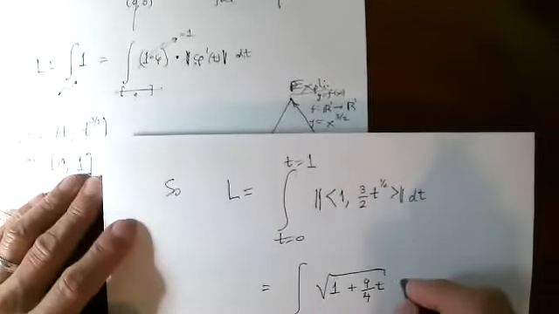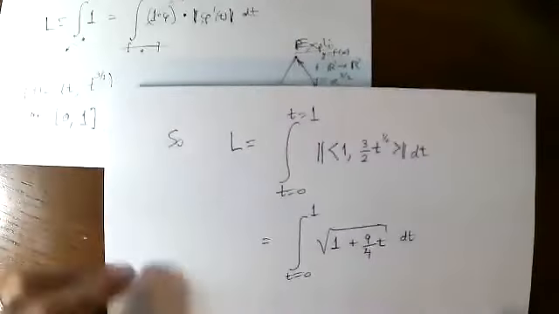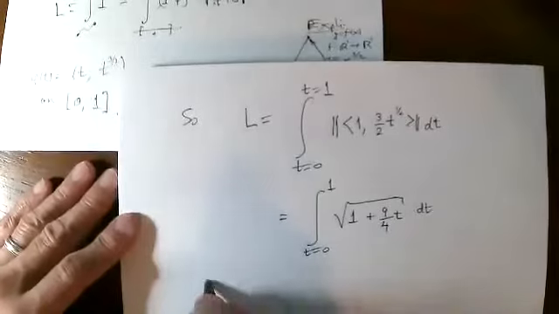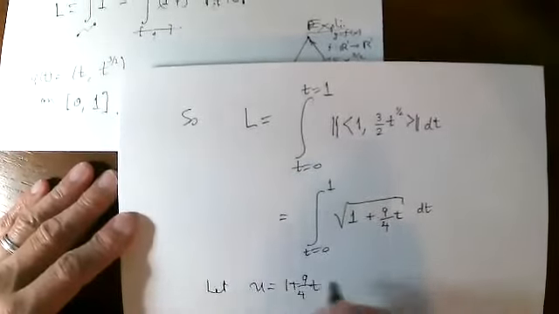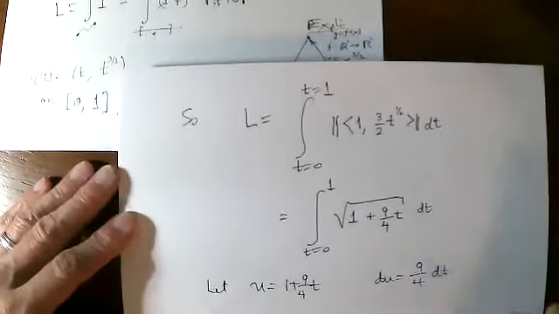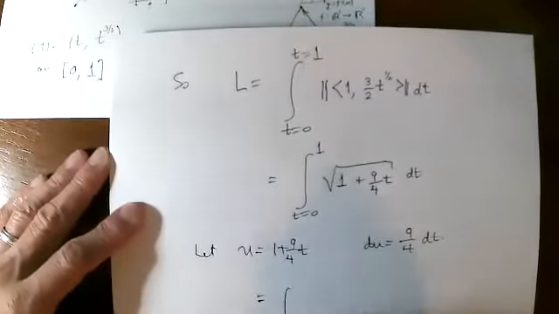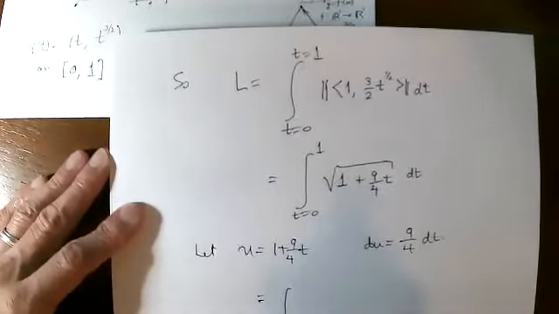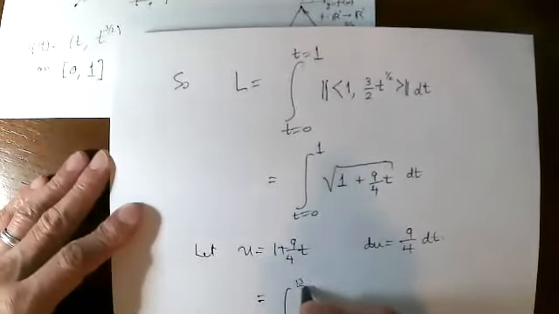So this is what I would have to integrate, and I do that between t equals 0 and t equals 1. You can finish this quickly with a u substitution. Let u equal 1 plus 9/4 t, so that du would be equal to 9/4 times dt. And then my integral is now written as the integral as u goes from 1 up to 1 plus 9/4, which will be 13/4.